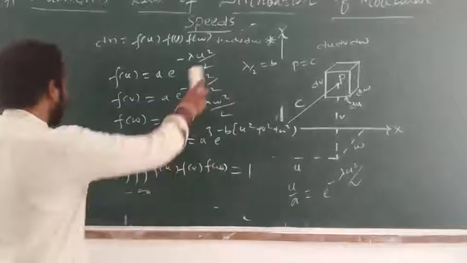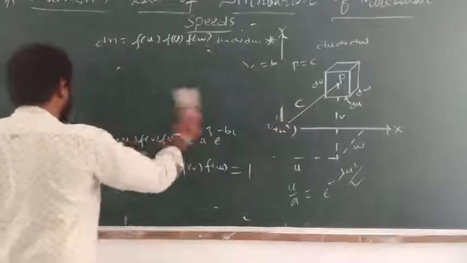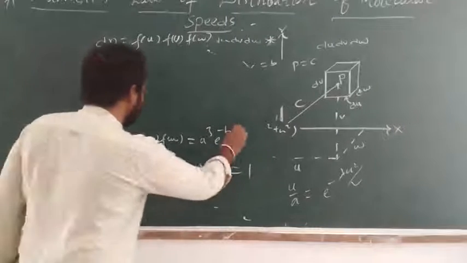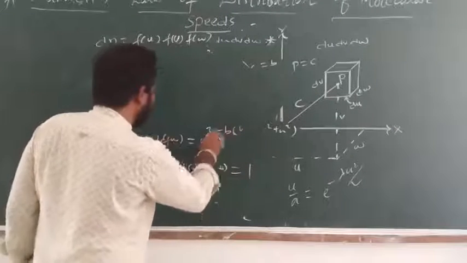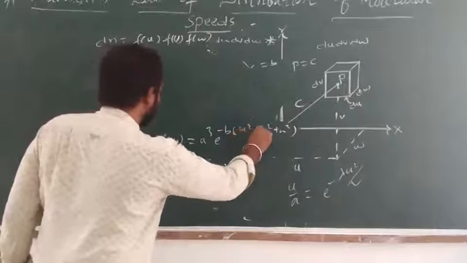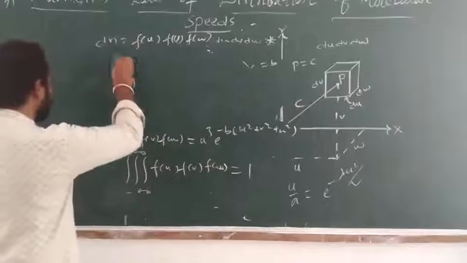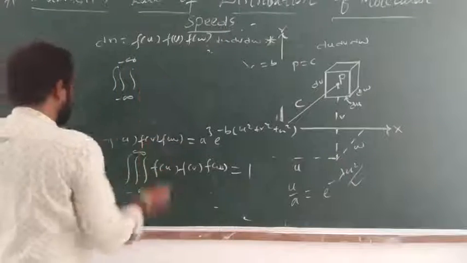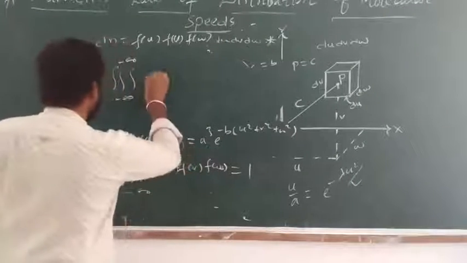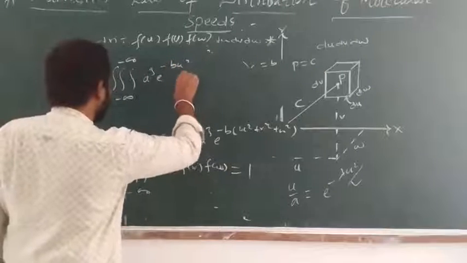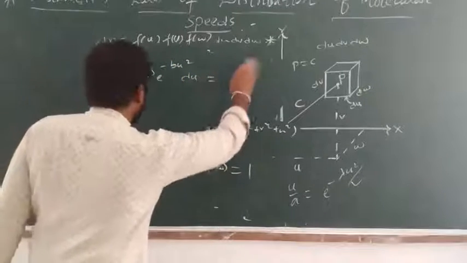We will get this value directly. The integration of f of u, f of v, f of w is how much? It is a cube e power minus b (u square plus v square plus w square). So substitute that value here, from minus infinity to plus infinity. Here, simply a cube e power minus b u square into du is equal to how much?